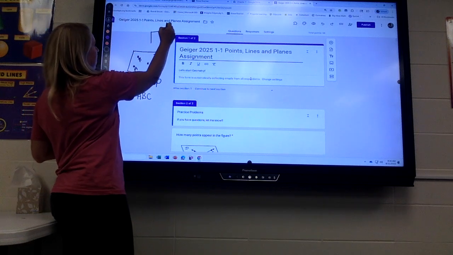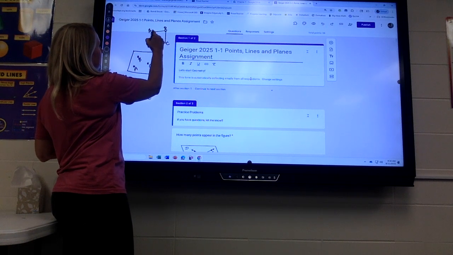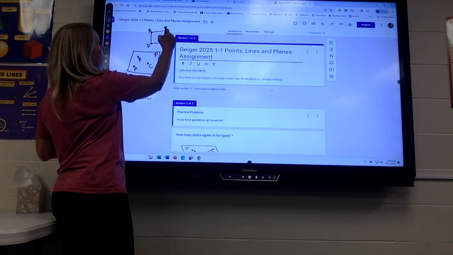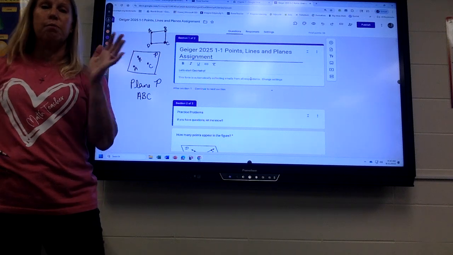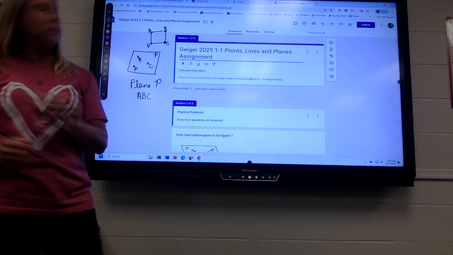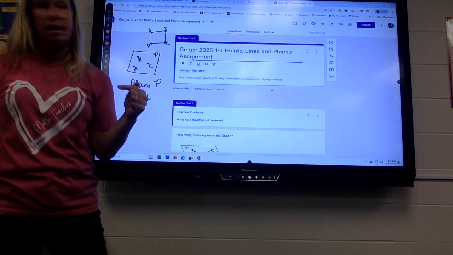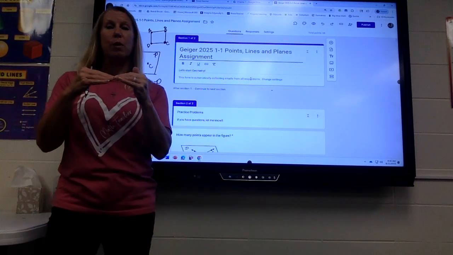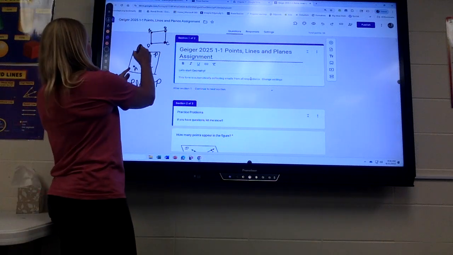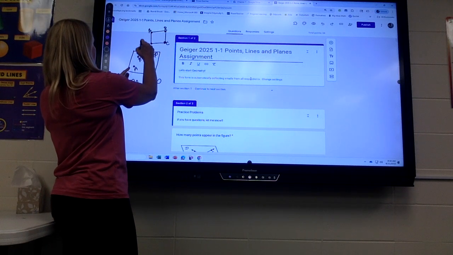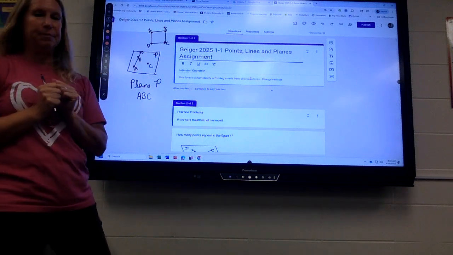Sometimes it looks like this, A, B, C, D, like the corner points. You could name a plane A, B, C, D. So it's okay to do more than just 3 points, as long as they're non-collinear. If they're on the same line, you cannot name a plane by points on the same line. Cannot. So if there was a point D right here and they're all on the same line, I could not name it A, B, D.